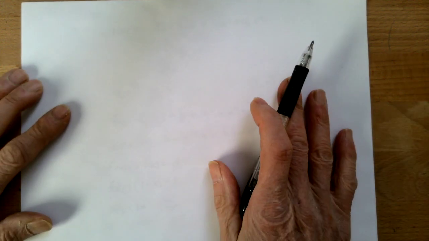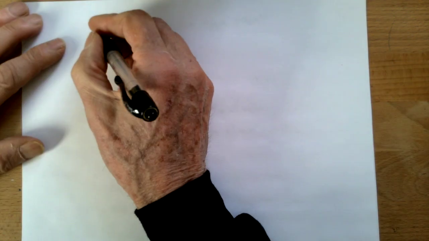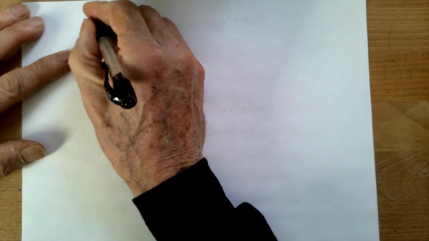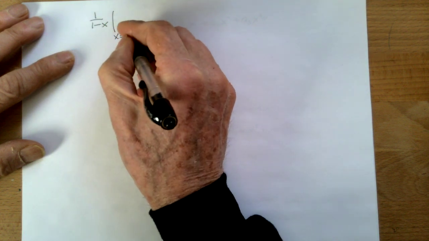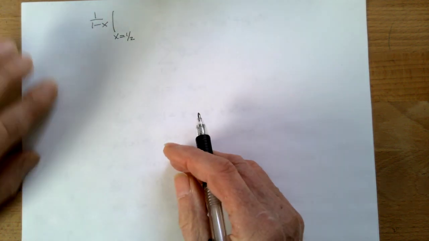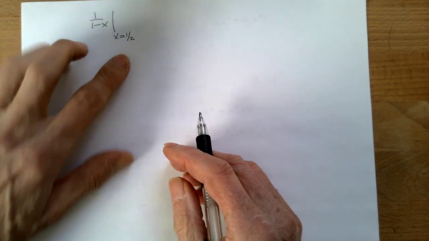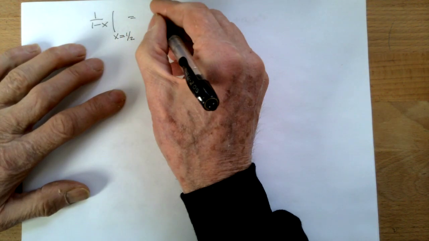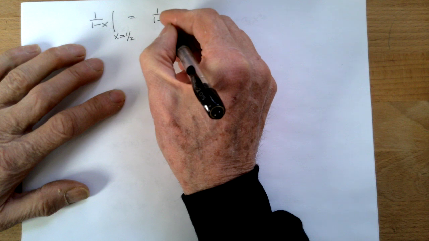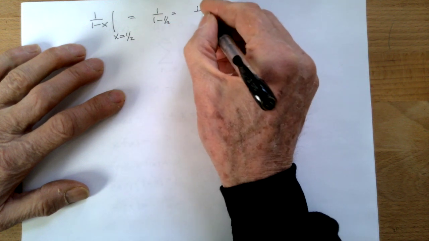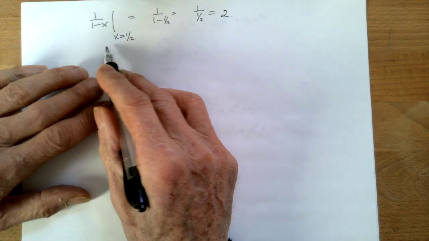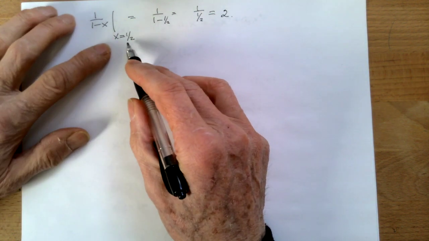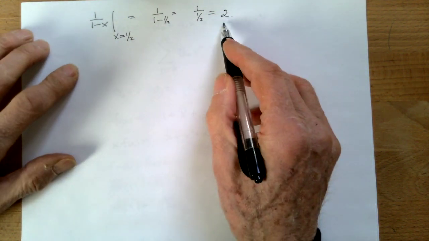Let's just check to see if that makes sense. Let's take a look at 1 over 1 minus x and plug in x equals a half. So this little notation means you're going to evaluate that at x equals a half. Well, that clearly is equal to 1 over 1 minus 1 half, which is the same as 1 divided by 1 half, which is 2. So 1 over 1 minus x at x equals a half is equal to 2.